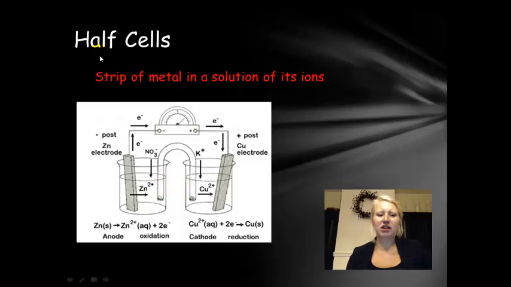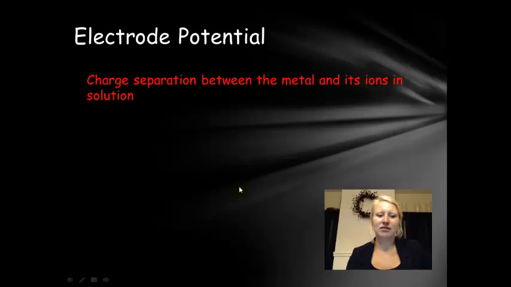The first part of a voltaic cell is called a half cell. Half cells are strips of metal in solutions of the metal ion. Here's an example. This beaker is a half cell. The metal is zinc and the solution has zinc ions in it. Here's the other half cell. The metal is copper and the solution has copper ions in it. The electrode potential is the charge separation between the metal and its ions in solution.